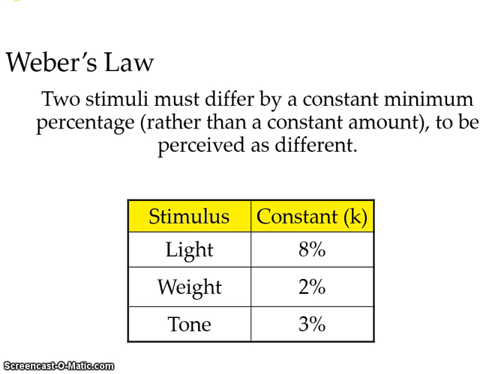So remember, Weber's law says that two stimuli must differ by a constant minimum percentage, right? Not a constant amount, in order to be perceived as different. So what we know is that light needs to differ by 8% in order for us to see that there's a difference. Weight needs to differ by 2%. Tone needs to differ by 3%.